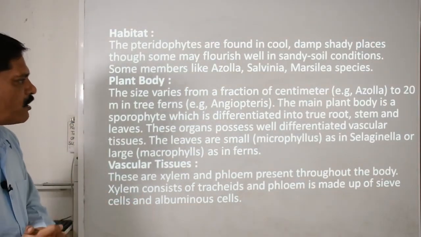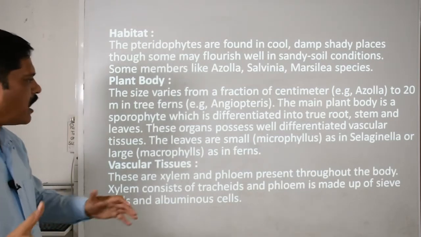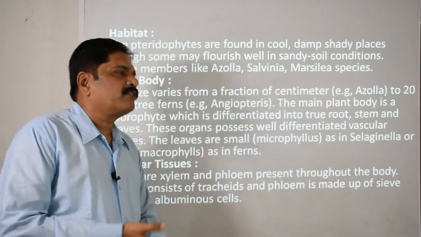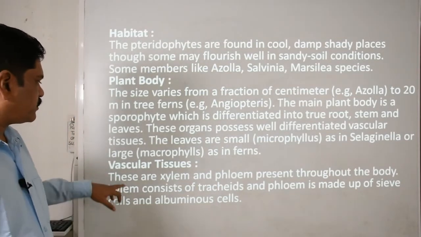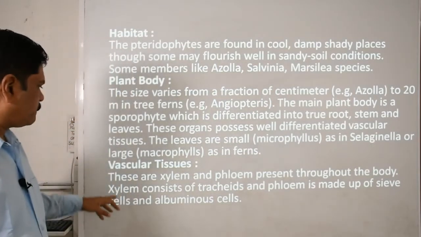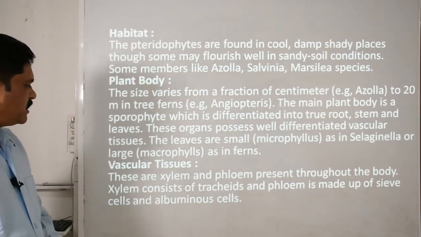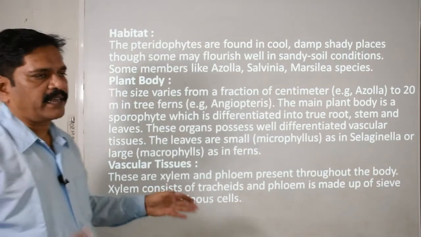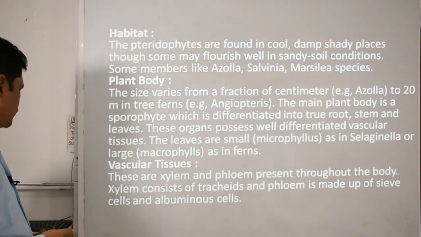The leaves are small in Selaginella. If you observe, they are large in ferns. Then we talk about the vascular tissue. These are xylem and phloem, present throughout the body. The xylem consists of tracheids and the phloem is made up of sieve cells and albuminous cells. As you know, the companion cells are absent, right?